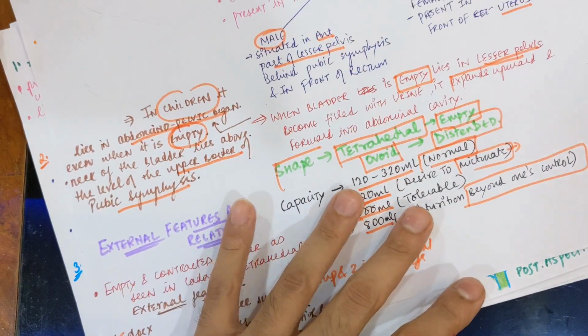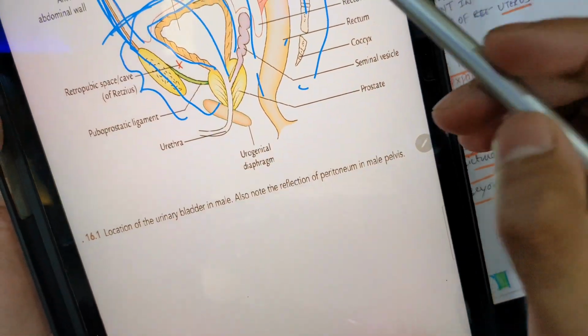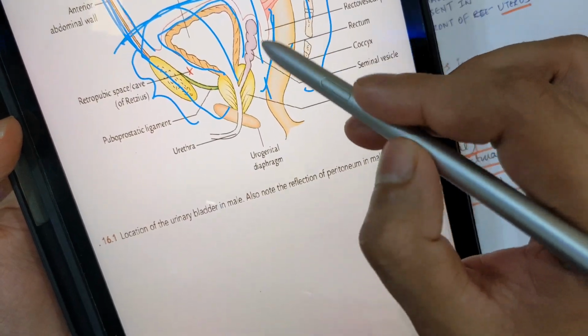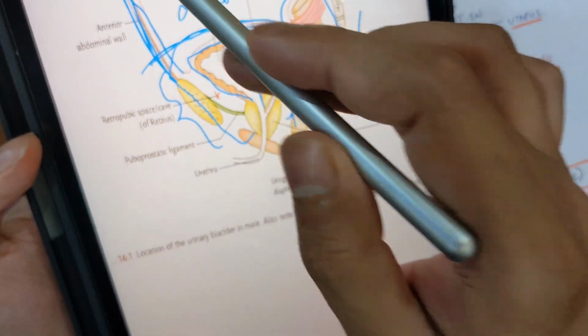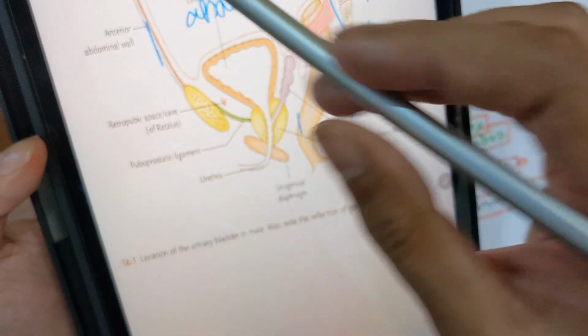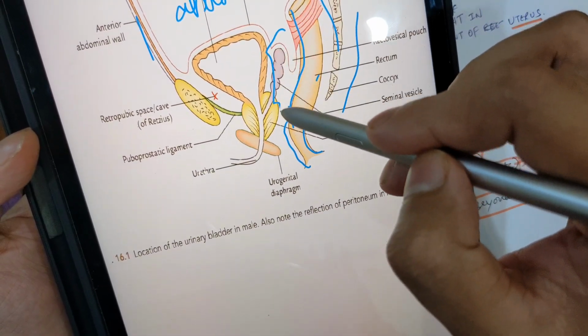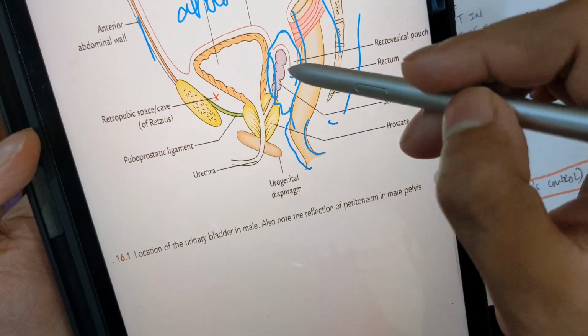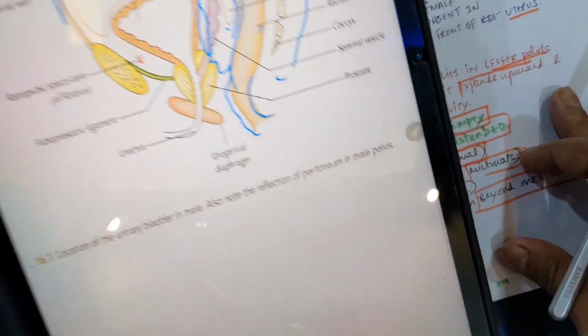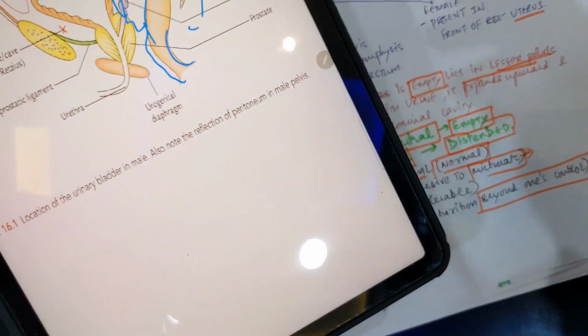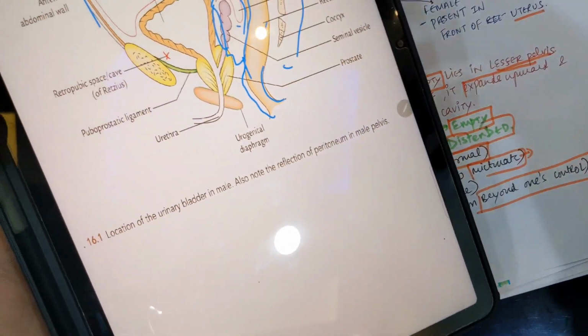Okay, so in males, as I told you, the rectum will be present, meaning the bladder is in front of the rectum in males. In the case of females, the uterus comes in, so the bladder will be present in front of the uterus. In the male, it is present in front of the rectum. Clear? Now let's move on to the parts.